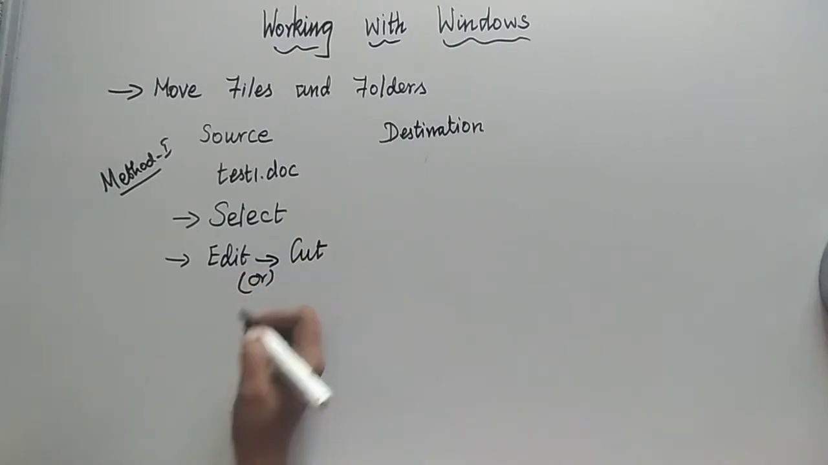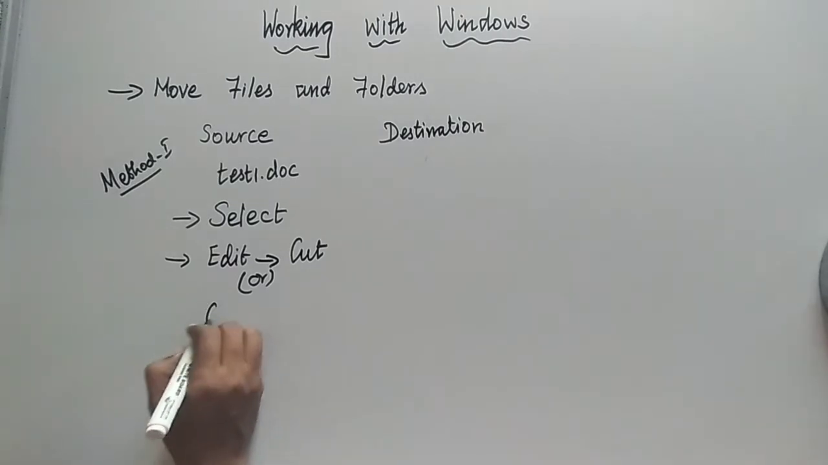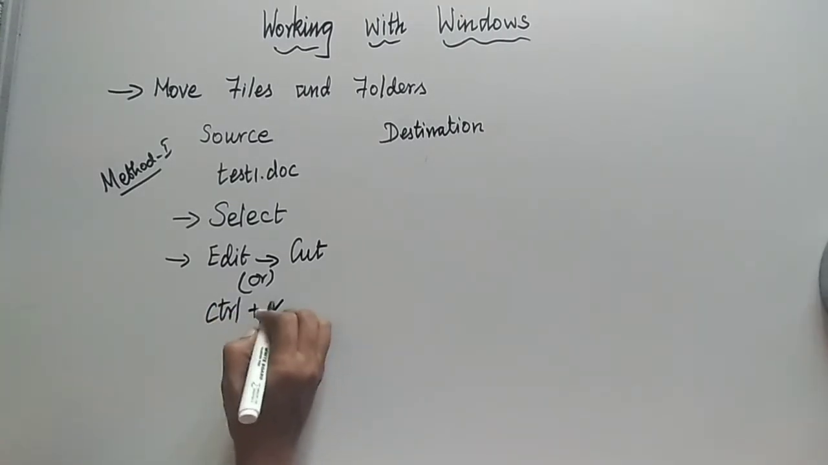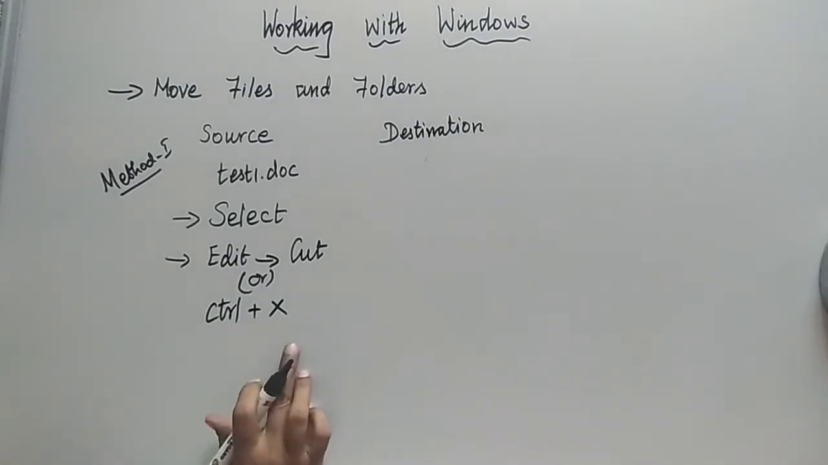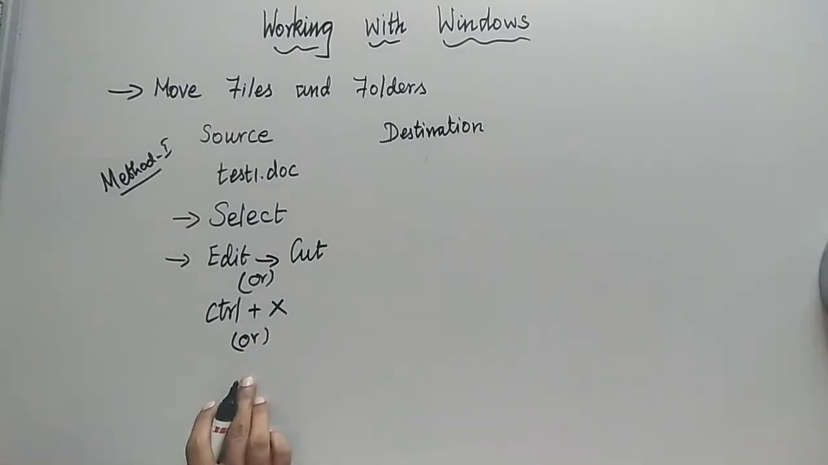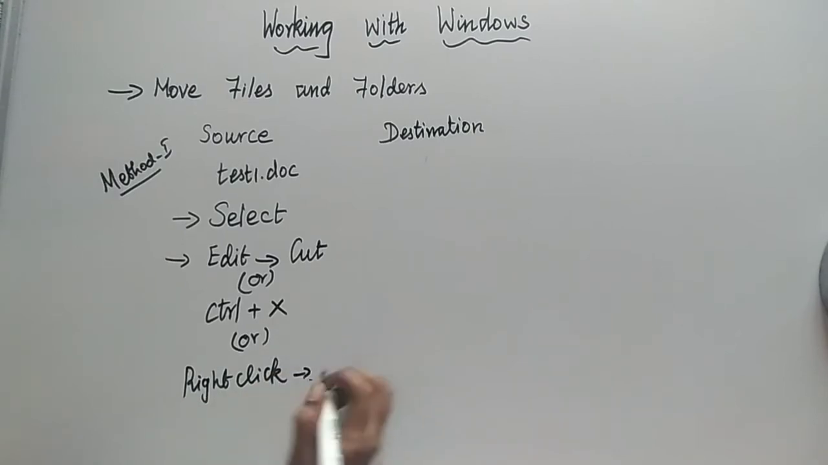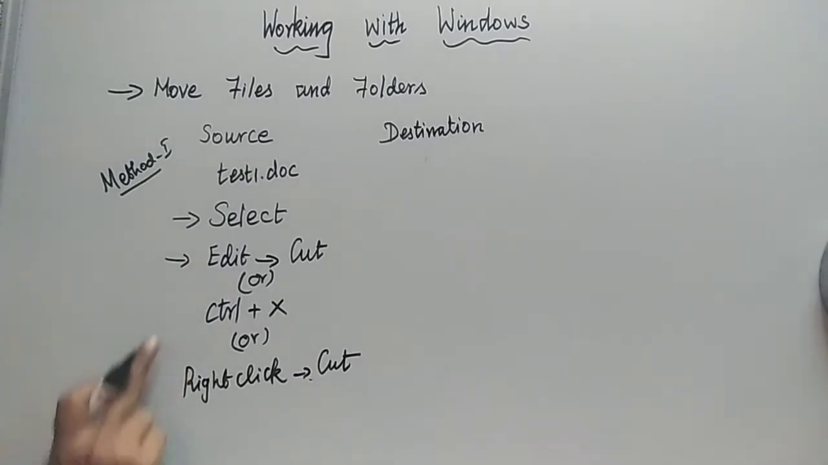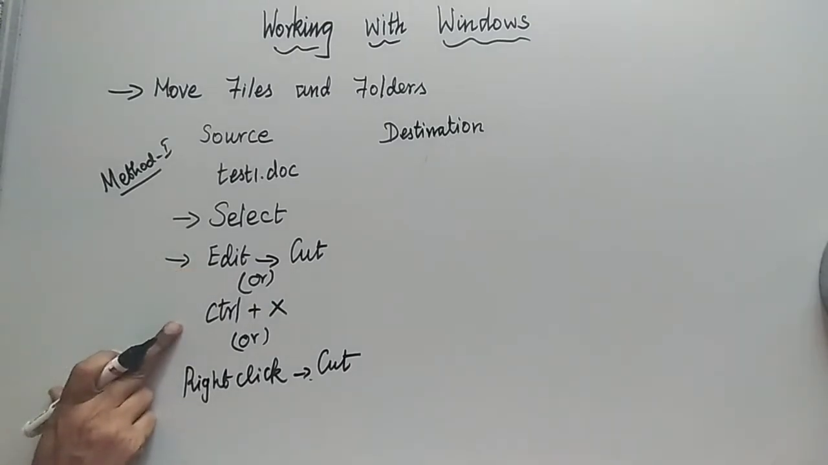Otherwise, by using the shortcut key, you can press Control plus X. Otherwise, by using the mouse, you have one option: right click the mouse, a small menu will appear, and in that you select Cut. So you have three ways to cut: first from the menu, second by using keyboard shortcut keys, and third by using your mouse.